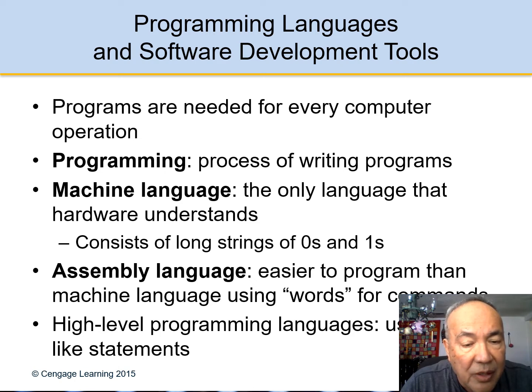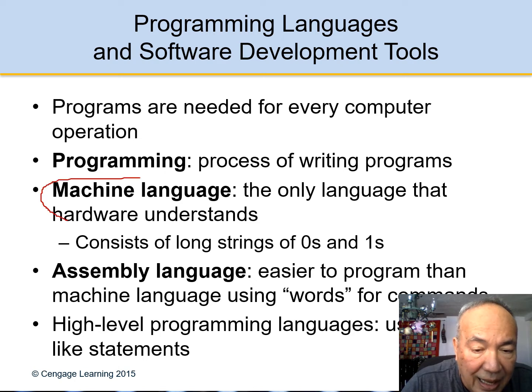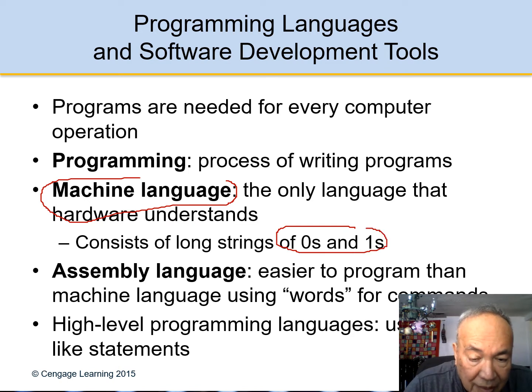Now we have so many kinds of languages that the programmer, the one who wrote the instructions for the computer, is using. First of all, we have the machine language. These consist of zeros and ones. And then we have the assembly language, which is easier to program than the machine language, using words.